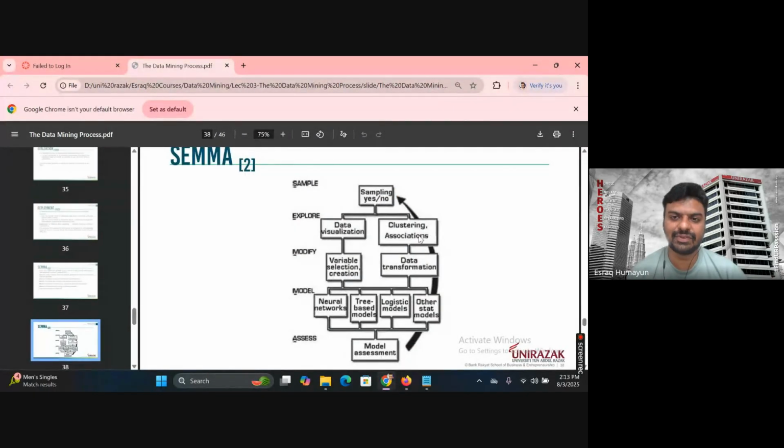Then data visualization and cluster association. In the explore phase, you will visualize the data. For example, those who are buying jam will also buy jelly and bread. So in this phase, you will visualize the data and cluster it. Then modify: variable selection, case selection, and data transformation.